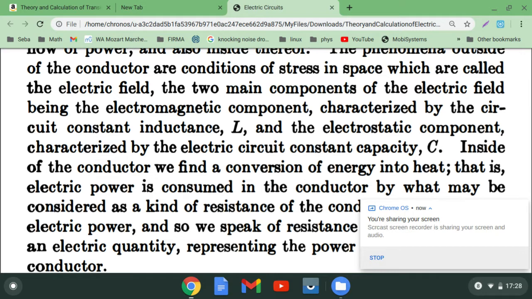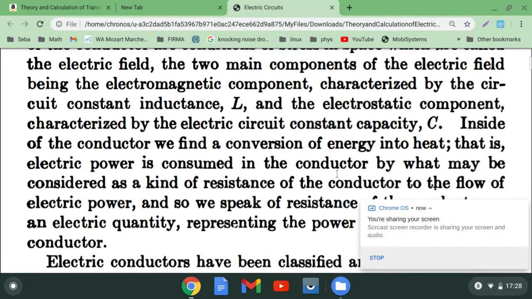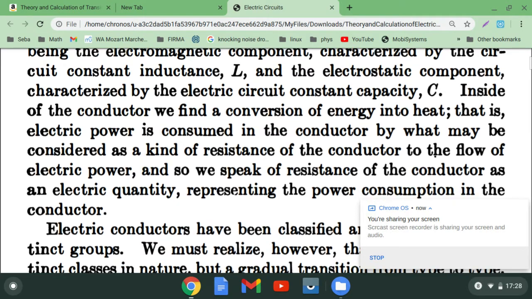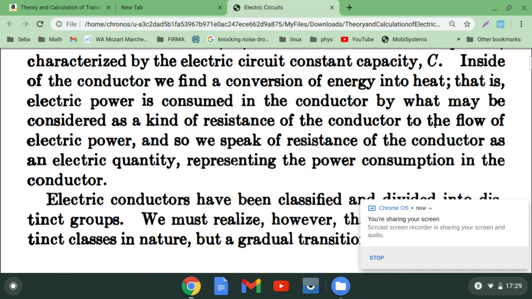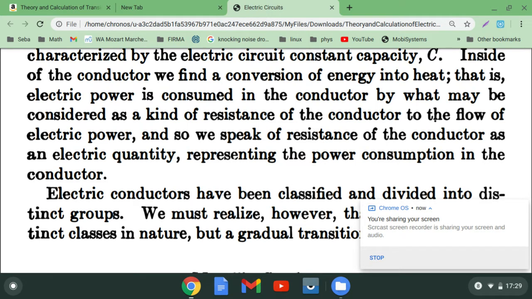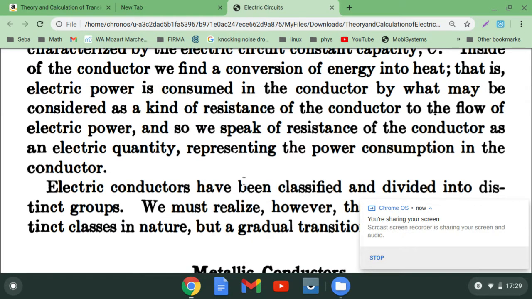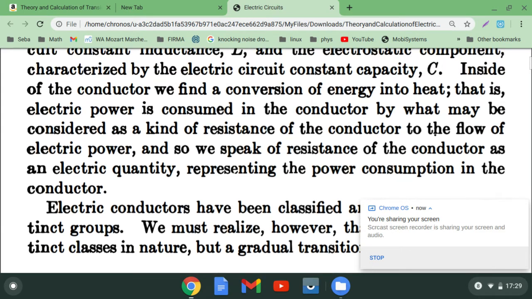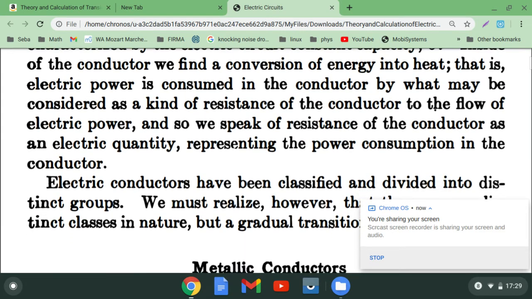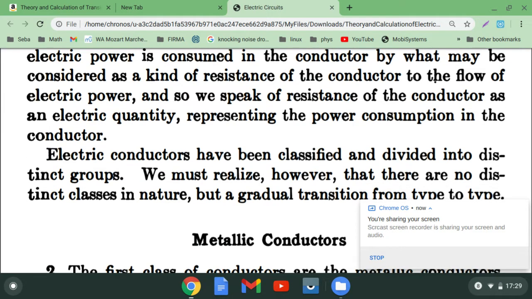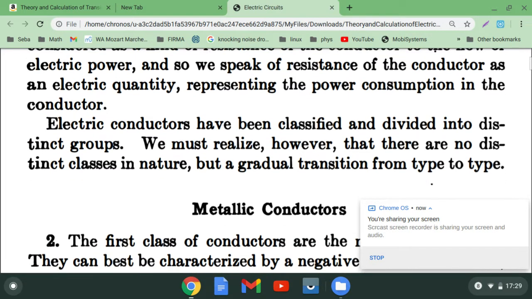The two main components of the electric field are the electromagnetic component, characterized by the circuit constant inductance, and the electrostatic component, characterized by the electric circuit constant C. Inside of the conductor, we find a conversion of energy into heat. That is, electric power is consumed in the conductor, which may be considered as a kind of resistance of the conductor to the flow of electric power, and so we speak of resistance of the conductor as an electric quantity representing the power consumption in the conductor.